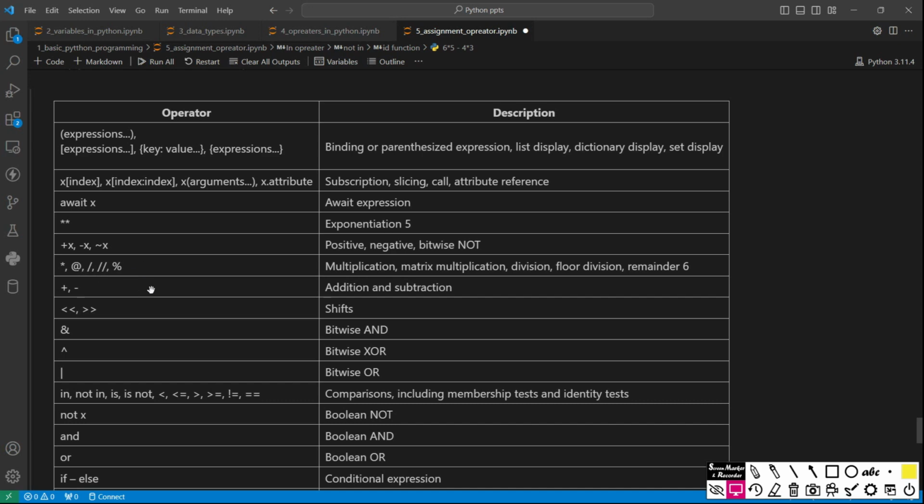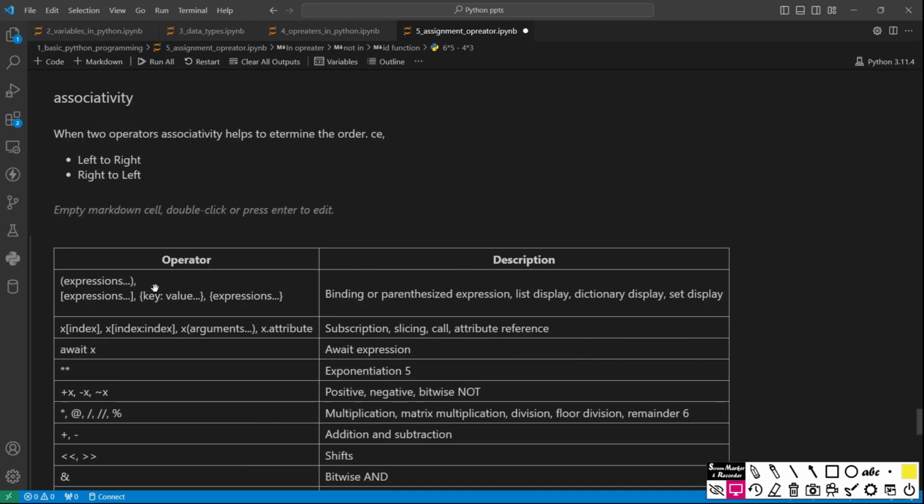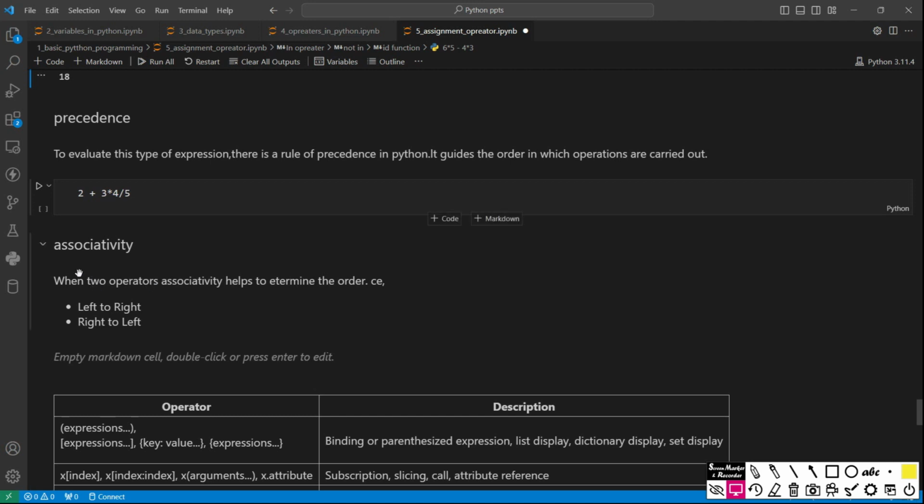And what is associativity? You can see there are two types of associativity in the Python programming language. One is from left to right, and the other is from right to left. Our expression is 2 plus 3 into 4 slash 5.